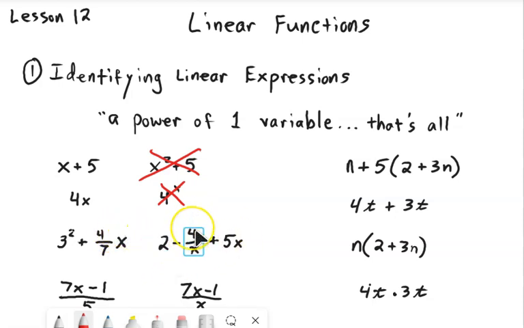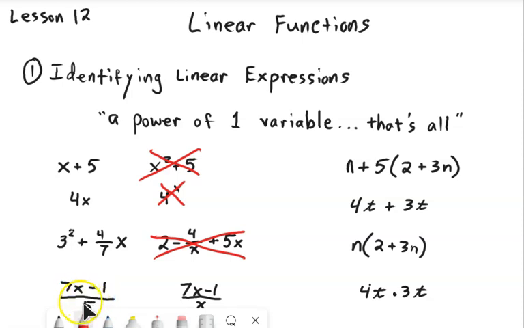This is 2 minus 4 over x. Now you may say, but look, we have the 5 times x to the first power. That's fine, and this by itself would be a linear expression. But because it includes 4 over x, we have x in the denominator of a fraction. Anytime we have a variable in the denominator of a fraction, it's automatically a rational expression. So this is not a linear expression. It's a rational expression.